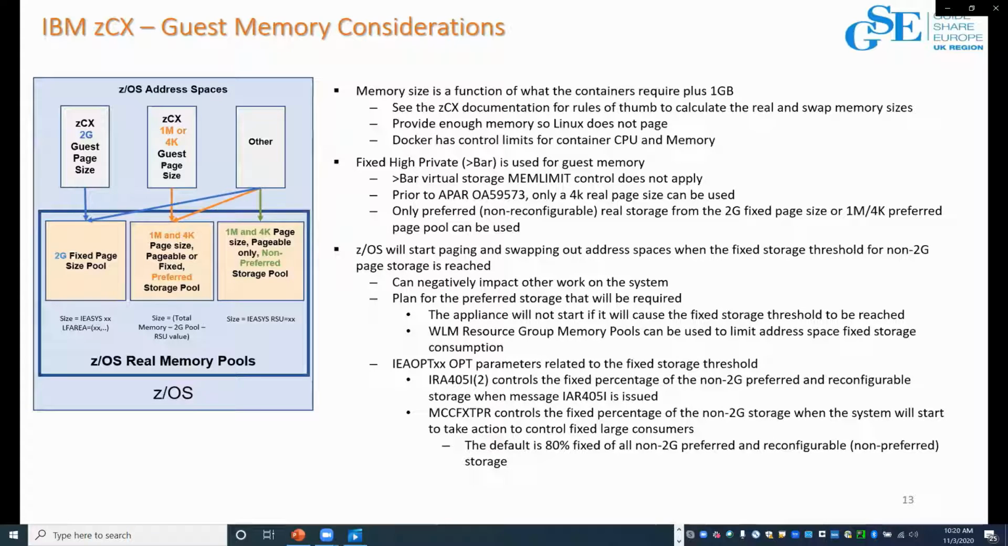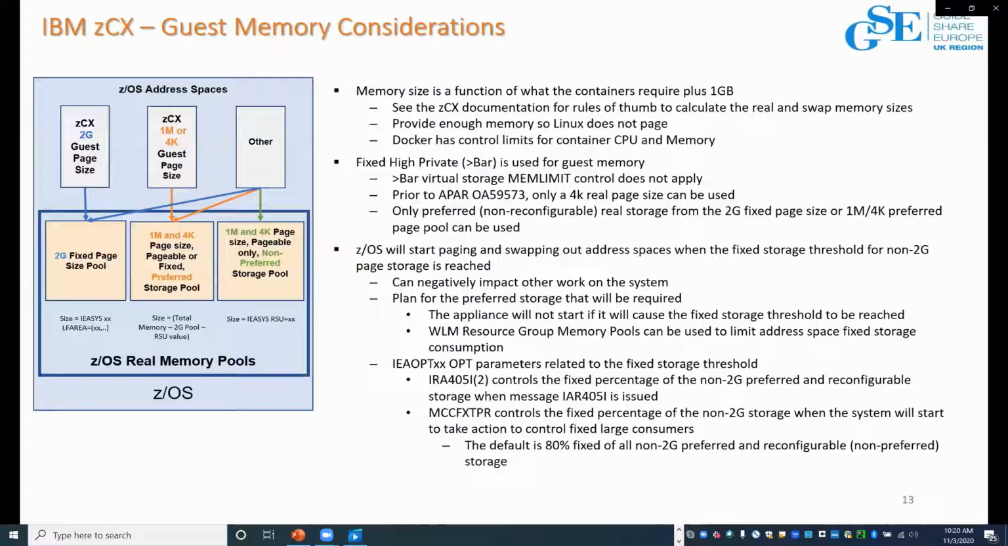Also be aware that Docker has controls on a container basis for limiting how much CPU and how much memory can be used. The memory that's used by zCX is not susceptible to the normal virtual storage memory limit that you may know and you're probably using already on your system.